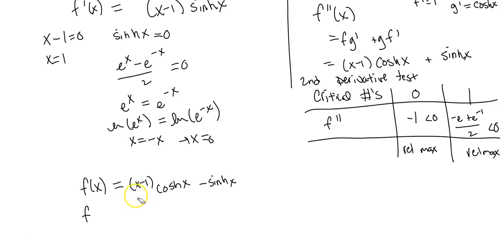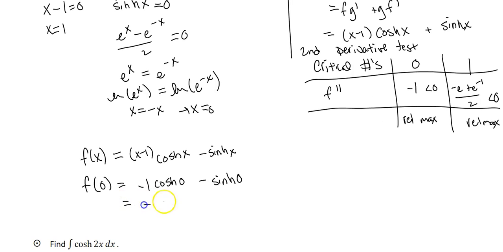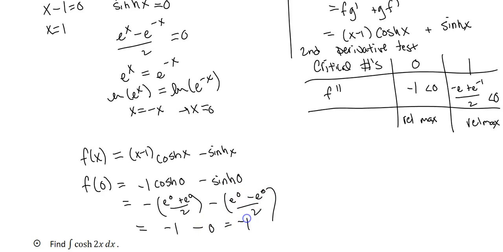So since f of x was equal to x minus 1 times the hyperbolic cosine of x minus the hyperbolic sine of x, f of 0 is going to be negative 1 times the hyperbolic cosine of 0 minus the hyperbolic sine of 0. So that'll be negative e to the 0 plus e to the 0 over 2 minus e to the 0 minus e to the 0 over 2. So that ends up being, let's see, negative 1 minus 0, or negative 1.